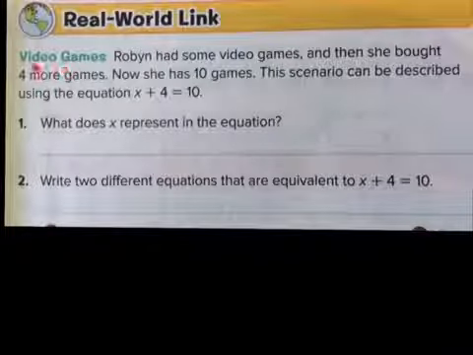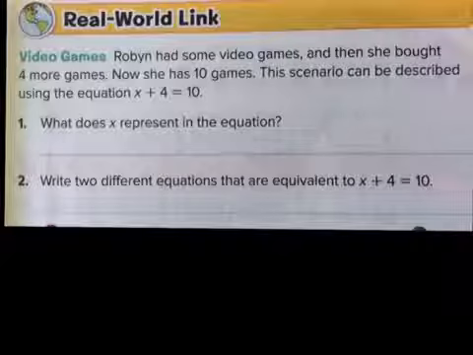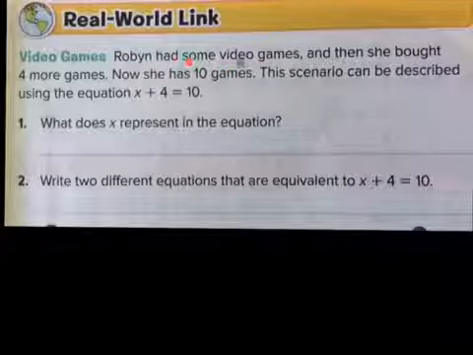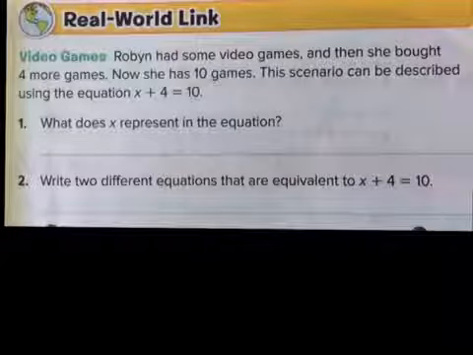Real world connection, video games. Robin had some video games, and then she bought 4 more games. Now she has 10 games, right? So she has some video games. We don't know how many. That can be represented with a variable. But then she bought 4 more games.